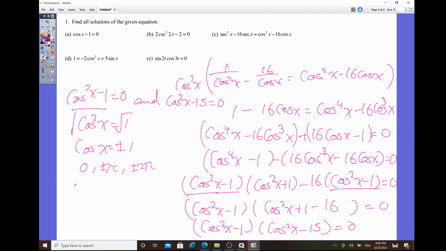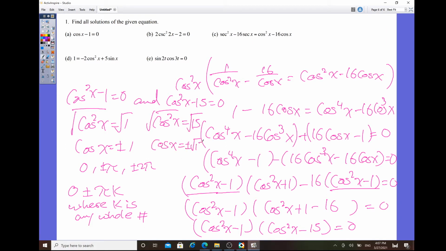The way to rewrite it, so 0 plus minus pi k, and where k is any whole number. Okay, so what about for this one? So cosine square of x equals 15, square root. So that means cosine of x equals plus minus root 15. Well, this one doesn't make sense because the range of cosine of x is bounded from 1 and negative 1. So anything that's greater than 1 or anything that's less than negative 1, we talked about that for the previous video.